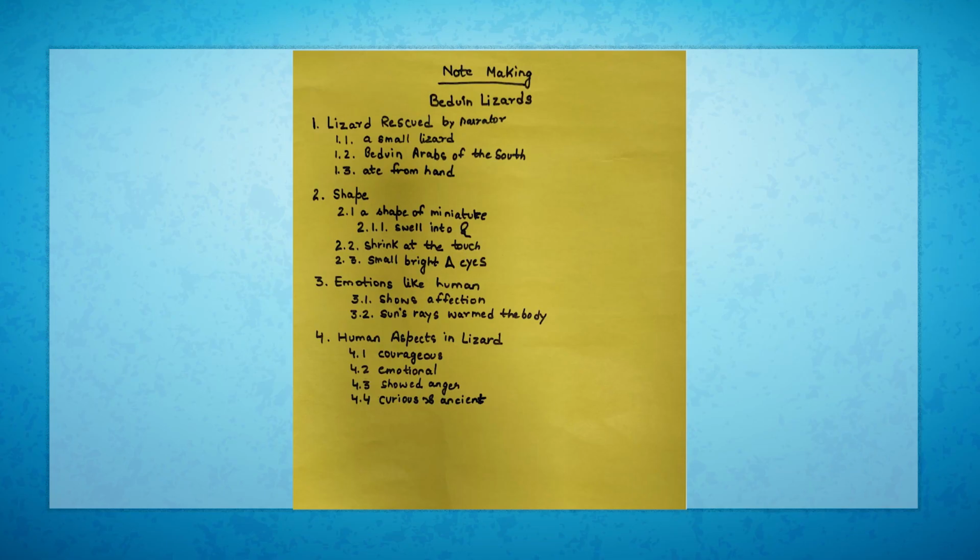Before we move on to do that, you have given a heading also. What is that? Bidion lizards. Okay. So, why did you give that? Sir, because in this passage, the description was about Bidion lizards and how they are similar to humans with the emotional aspects and the human aspects in the lizards.